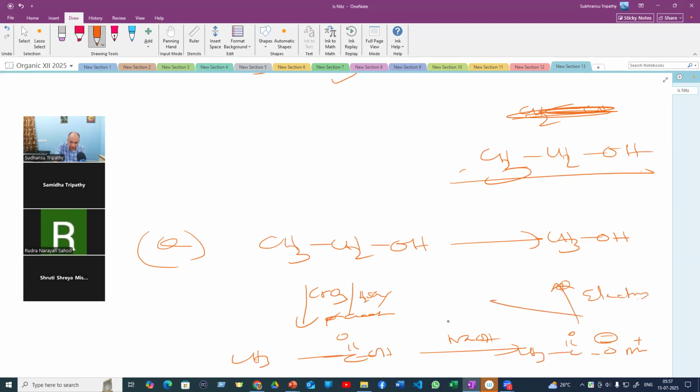Sorry, electrolysis to get methane because CO2 will escape and this CH3. No, this will be giving ethane. CH3 will join with CH3 to give ethane. So this is the best method to get ethane, not methane.